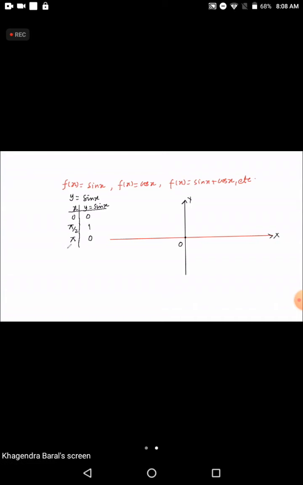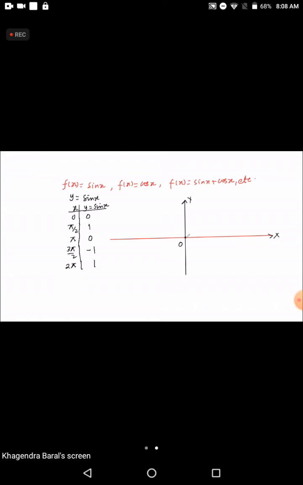And again for 270 degree, that is 3 pi by 2, the value of sin x is -1, and for 2 pi, that is 360 degree, the value of sin x is 0. So we can draw the graph of y is equal to sin x, that is f of x is equal to sin x, from 0 to 2 pi by taking the reference of these points.